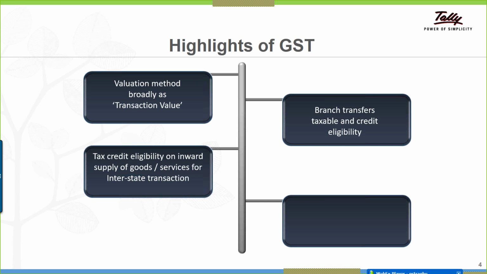Tax eligibility on inward supply of goods and services for interstate transactions. Till today it was not there. If you are doing interstate transactions, you need to collect CST, right? If you are buying from outside the state, CST was your expense. So now onwards, on interstate transactions also, on GST also you can take input tax credit. Hence, no declaration forms with regard to Form C, Form F.